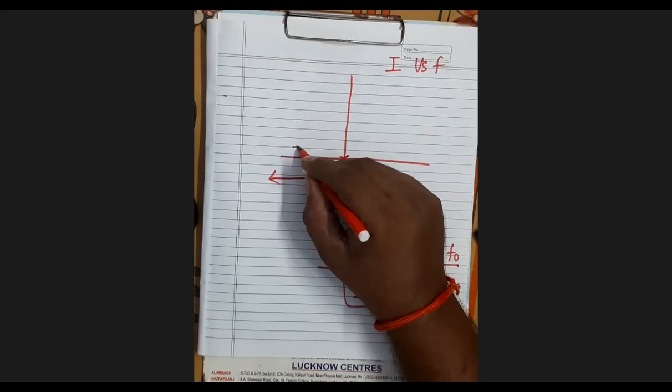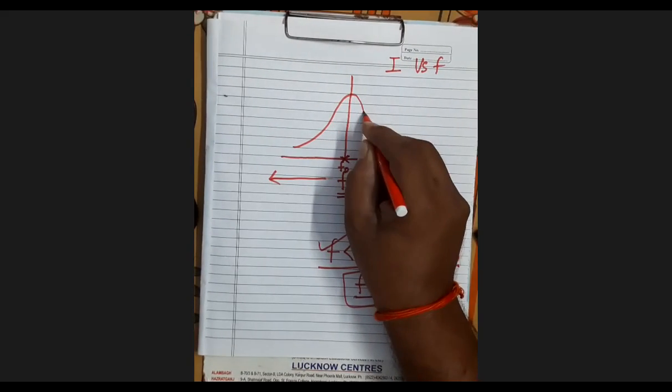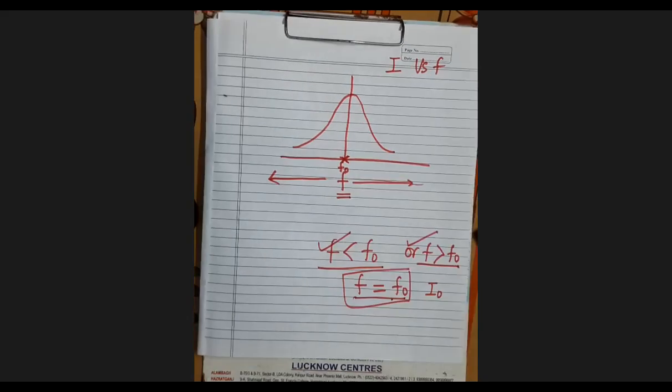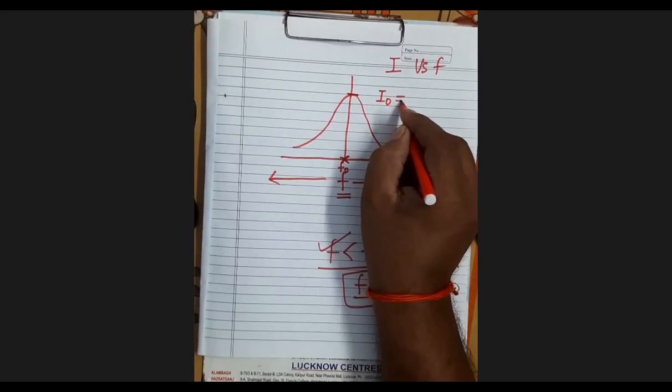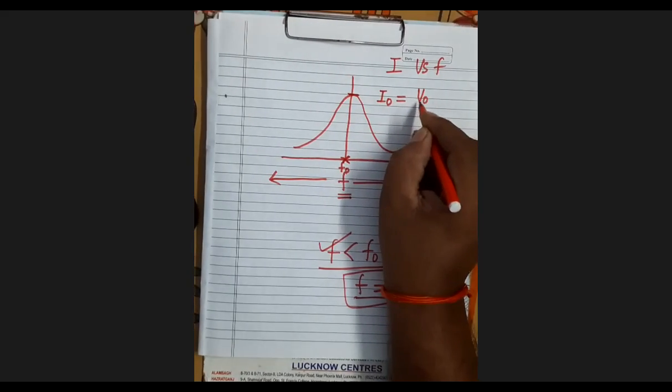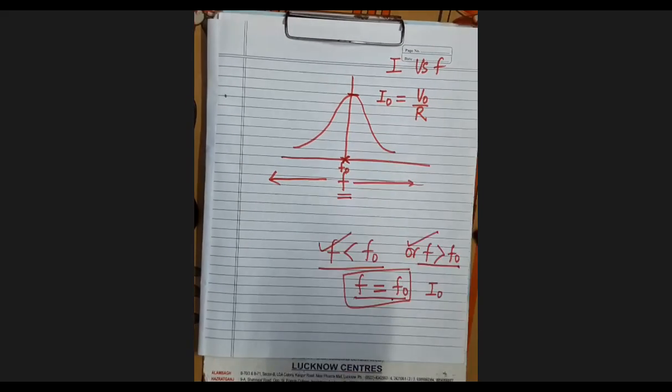Means the graph will be like this. It will be like this. It's clear. This is the peak value of current, which is given by V naught upon R, or V upon R. Anyway, you can write either.